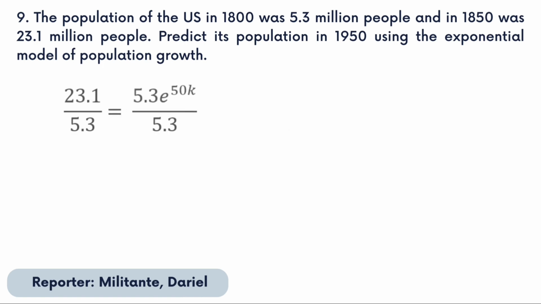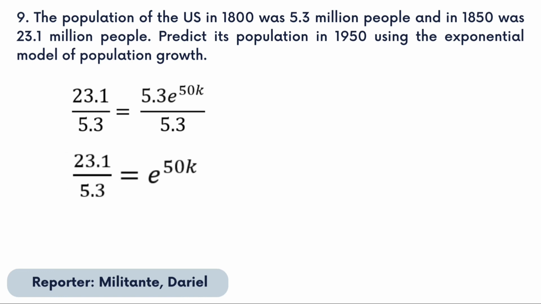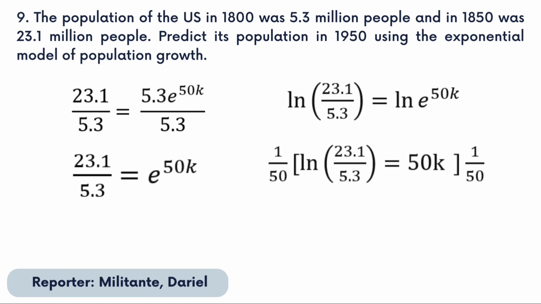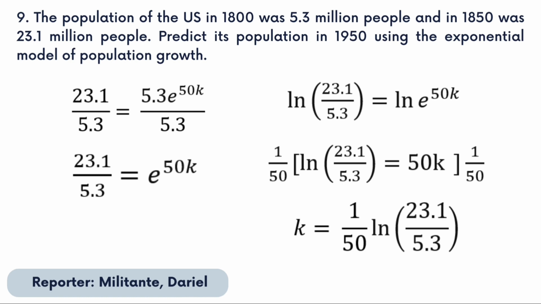Divide both sides by 5.3 so we can isolate the k. That will give us 23.1 over 5.3 is equal to e raised to 50k. Let's take the natural logarithm both sides so we can eliminate the e. Then multiply both sides by 1 over 50. And by symmetric property of equality, k is equal to 1 over 50 times ln of 23.1 over 5.3. We don't need to simplify the natural logarithm so we can get a more accurate value for the missing value.